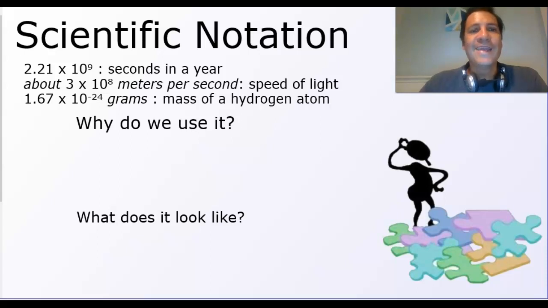Really fast. And then 1.67 times 10, and pay attention to the negative 24th. That negative is cluing me in that it's a really small number, which we'll get to later, but that's the mass of a hydrogen atom.